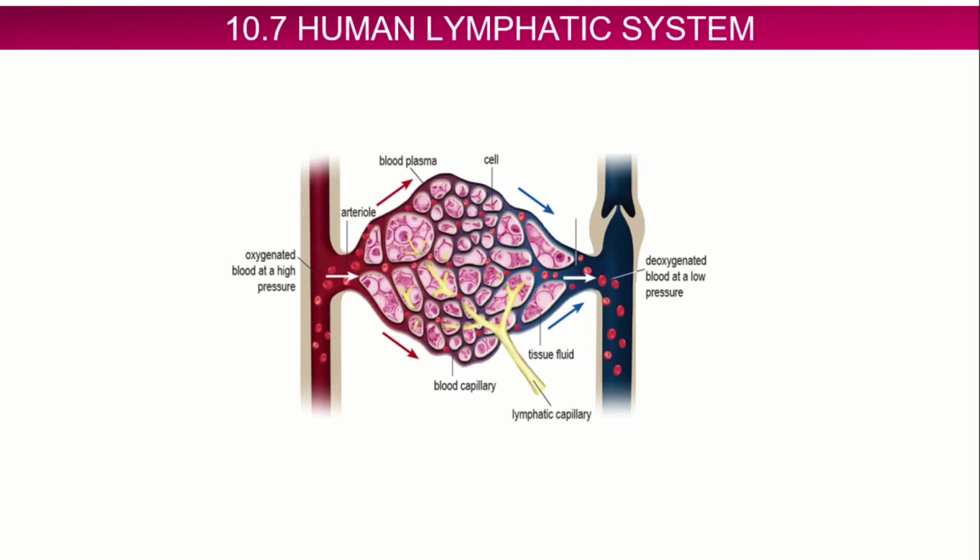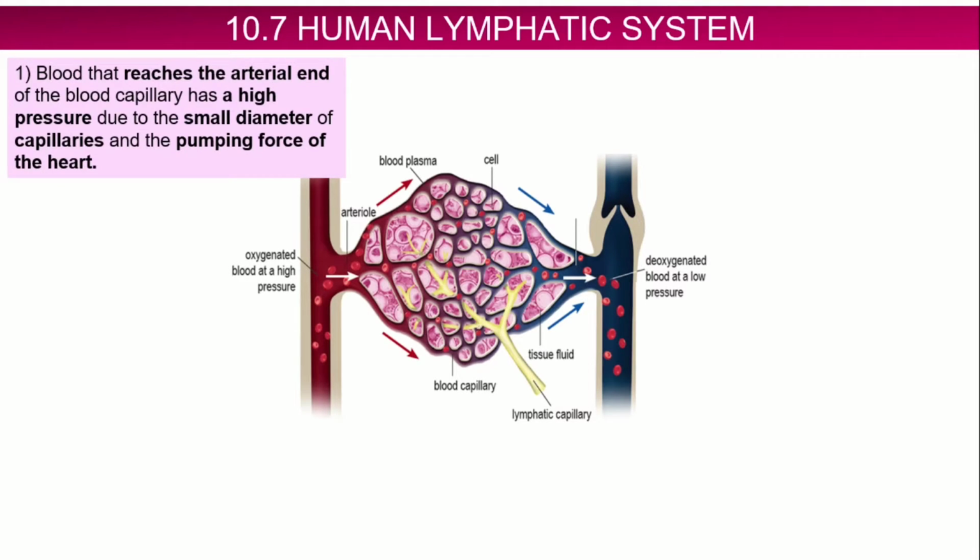So today we are going to continue the subtopic 10.7 about the human lymphatic system. The diagram shows the structure of the artery, blood capillary and also the vein. The blood that reaches the arterial end of the blood capillary has a high pressure due to the small diameter of the capillaries and the pumping force of the heart.